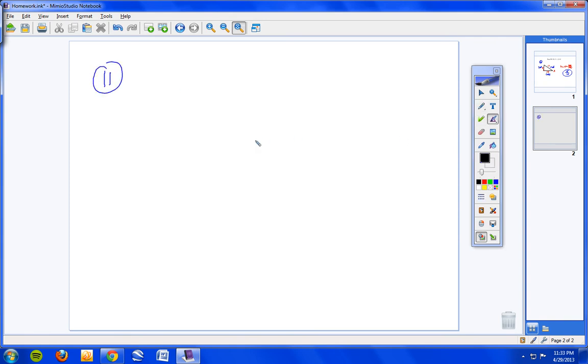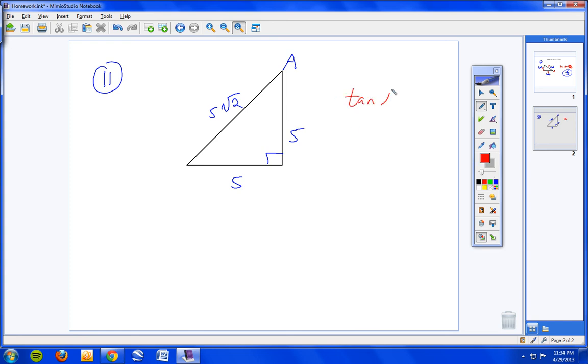Number 11 looks like this. Something like that. There's my right angle. And we have 5, 5, and 5 square root of 2. So 5, 5, 5 square root of 2. Where's angle A at? Angle A is way up here in my book. Hopefully it's there in your book too. And they want us to simply find the tangent of A.